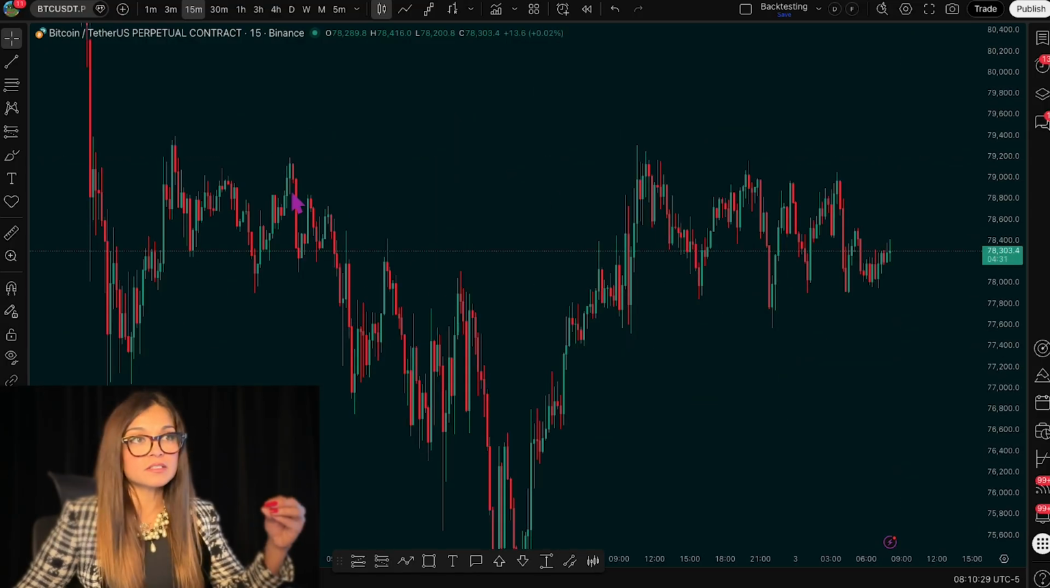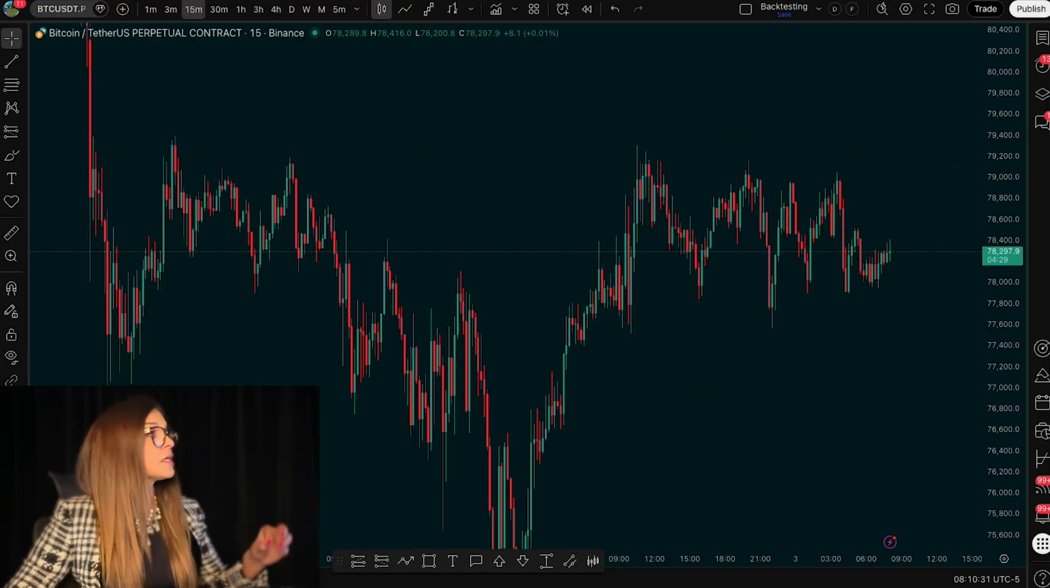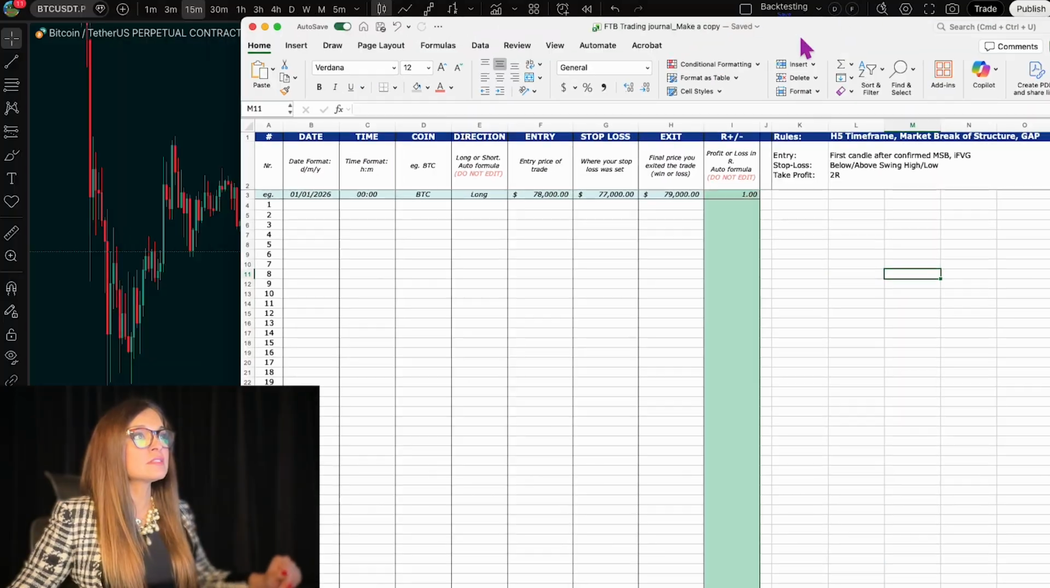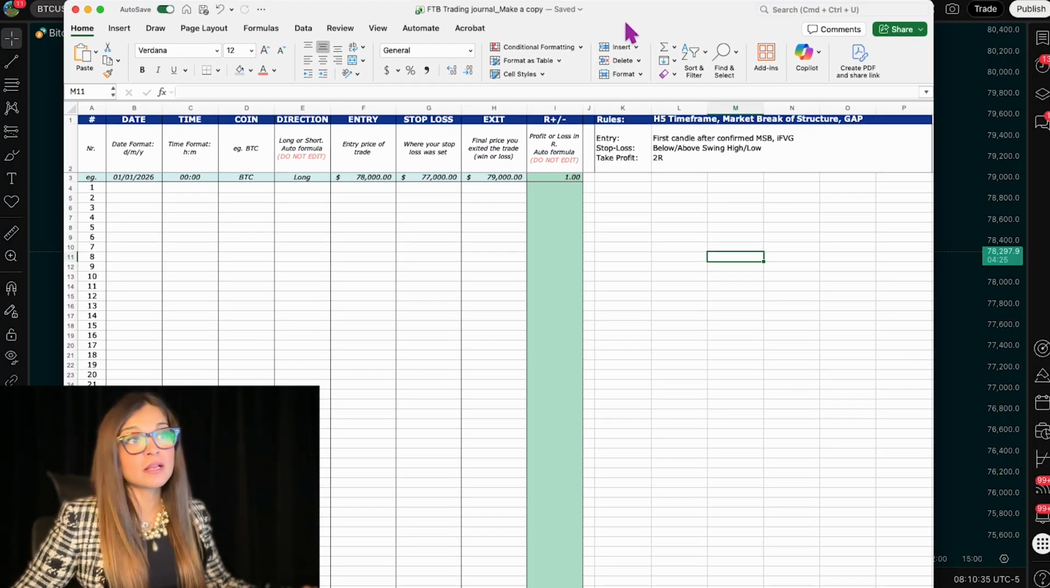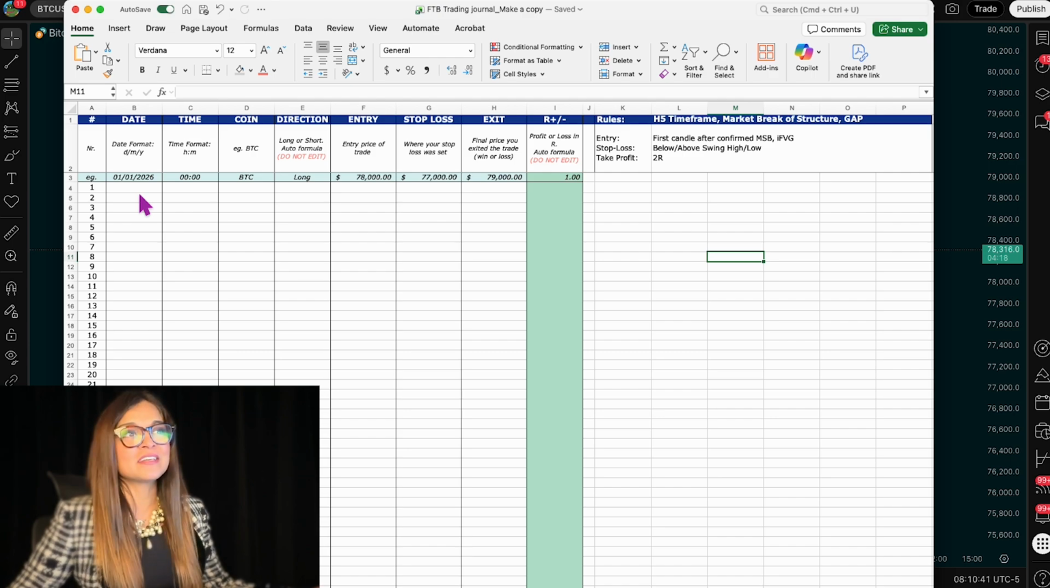Now for these backtests, we're going to need to journal our backtest. So what I have is this backtest journal sheet that I'll drop in the description below. This is how we start journaling. It's a simple entry, and you'll see an example of the entry here. There are areas where it's an automatic or auto formula, so you do not write in there. Here I just put an example of Bitcoin, and you'll see your R is automatic.